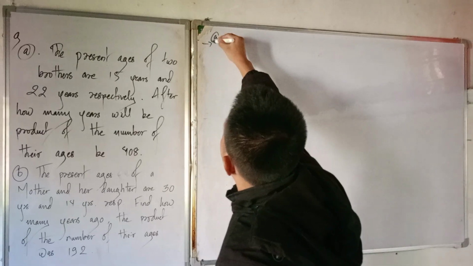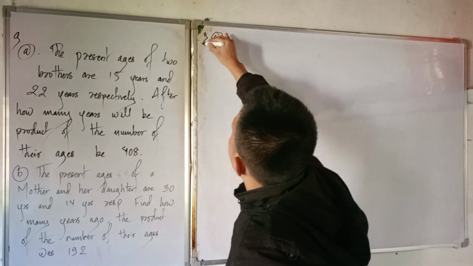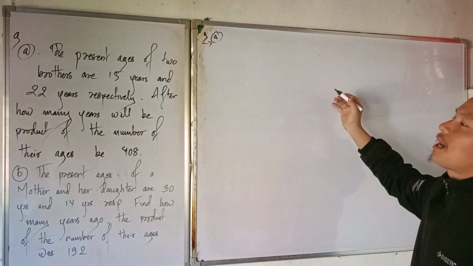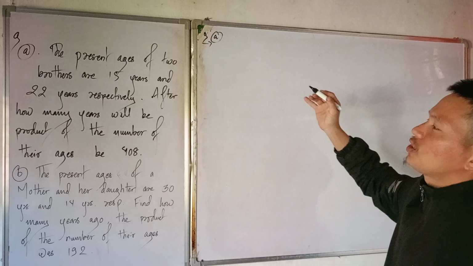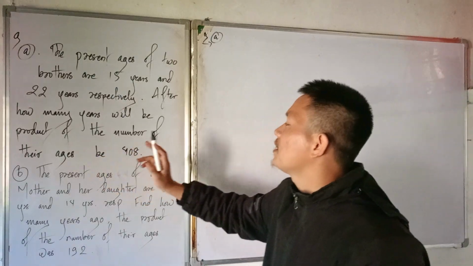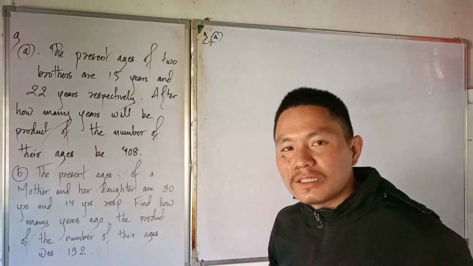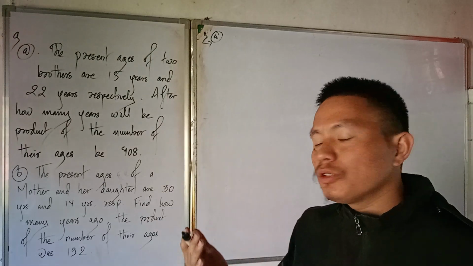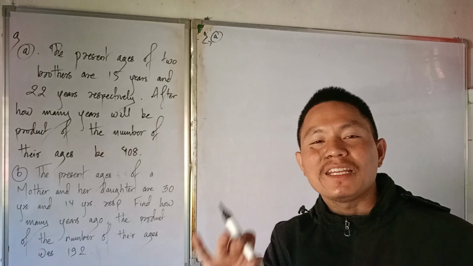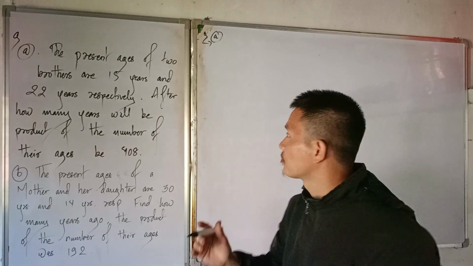This is number A, 9A. The present ages of two brothers are 15 years and 22 years respectively. After how many years will the product of their ages be 408? So what you have to consider in this case is, let that number of years be x.